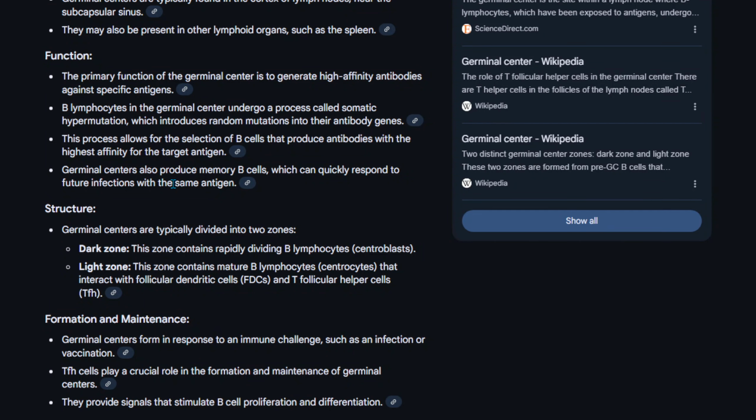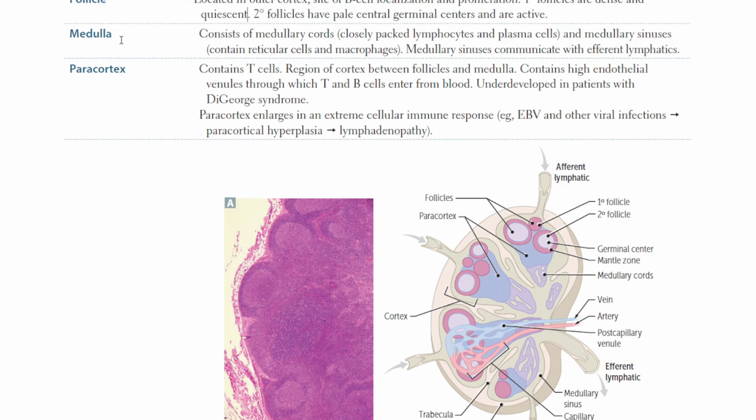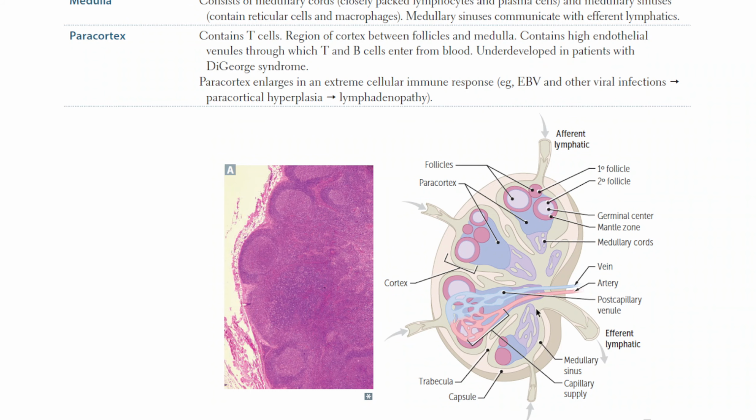So the medulla, this one here, consists of medullary cords, closely packed lymphocytes and plasma cells, and medullary sinuses contain reticular cells and macrophages. The medullary tissues communicate with efferent lymphatics. As you can see here, the medullary sinus communicates with the efferent lymphatics.